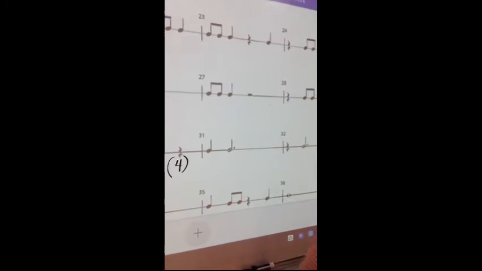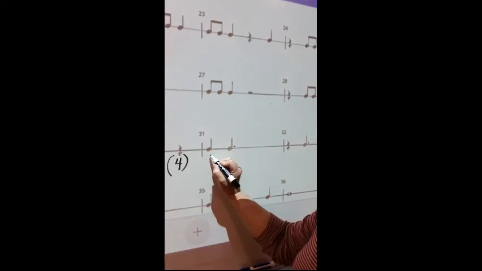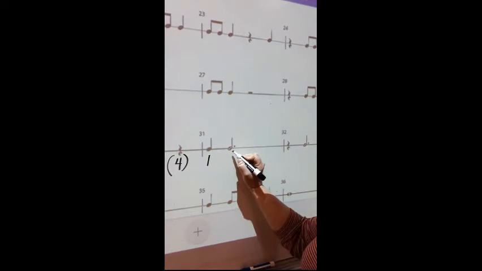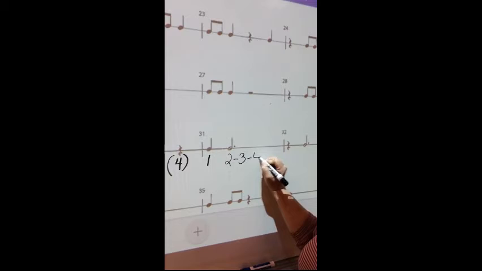Moving on to measure 31. Measure 31 flips it around just a little bit. So we start over after the bar line on beat 1, but this dotted half note then starts on beat 2, and it still gets 3 beats. So that's 2-3-4.